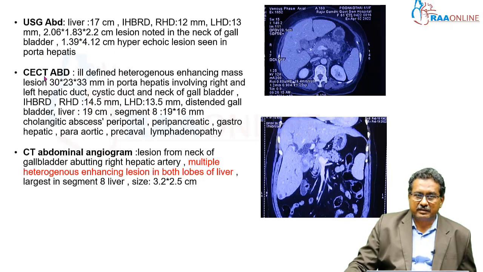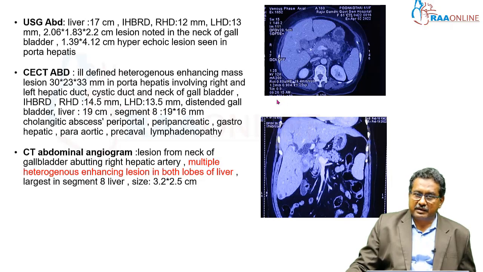With this, we went ahead with the CT abdomen. This is the CT abdomen. This is an angio CT. This CT abdomen revealed an ill-defined mass here. You can see the heterogeneous mass lesion occupying the gallbladder and the porta hepatis, involving the right and the left hepatic duct. It is involving the cystic duct and the neck of the gallbladder. So there was a dilatation of IHBR, right hepatic duct, and left hepatic duct.